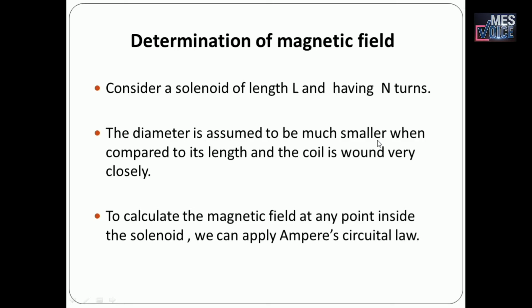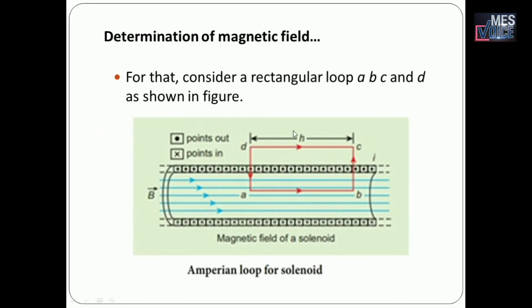Then, how to find the magnetic field at a point inside the solenoid? For that, consider a solenoid of length L and having number of turns N. The diameter is assumed to be much smaller when compared to its length and the coil is wound very closely. To calculate the magnetic field at any point inside the solenoid, we can apply Ampere's circuital law. For that, consider a rectangular loop ABCD as shown in the figure.